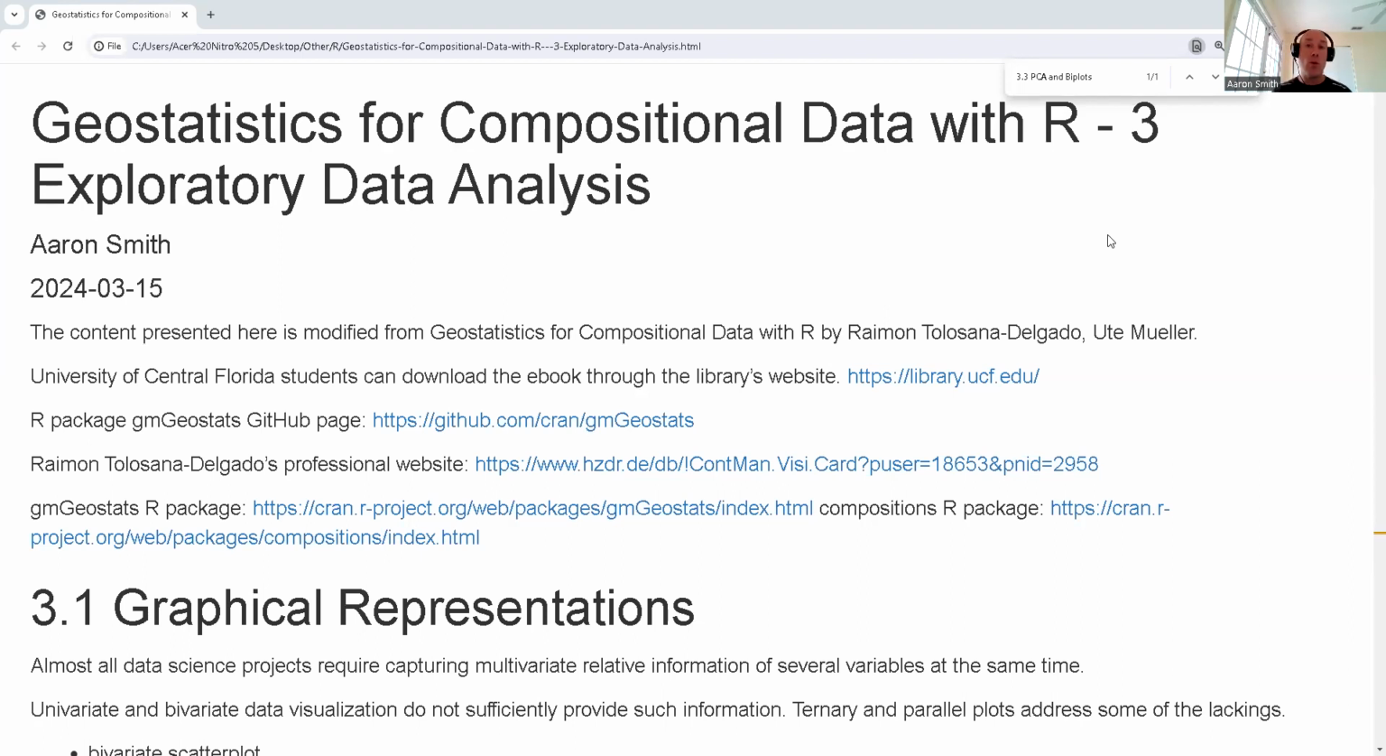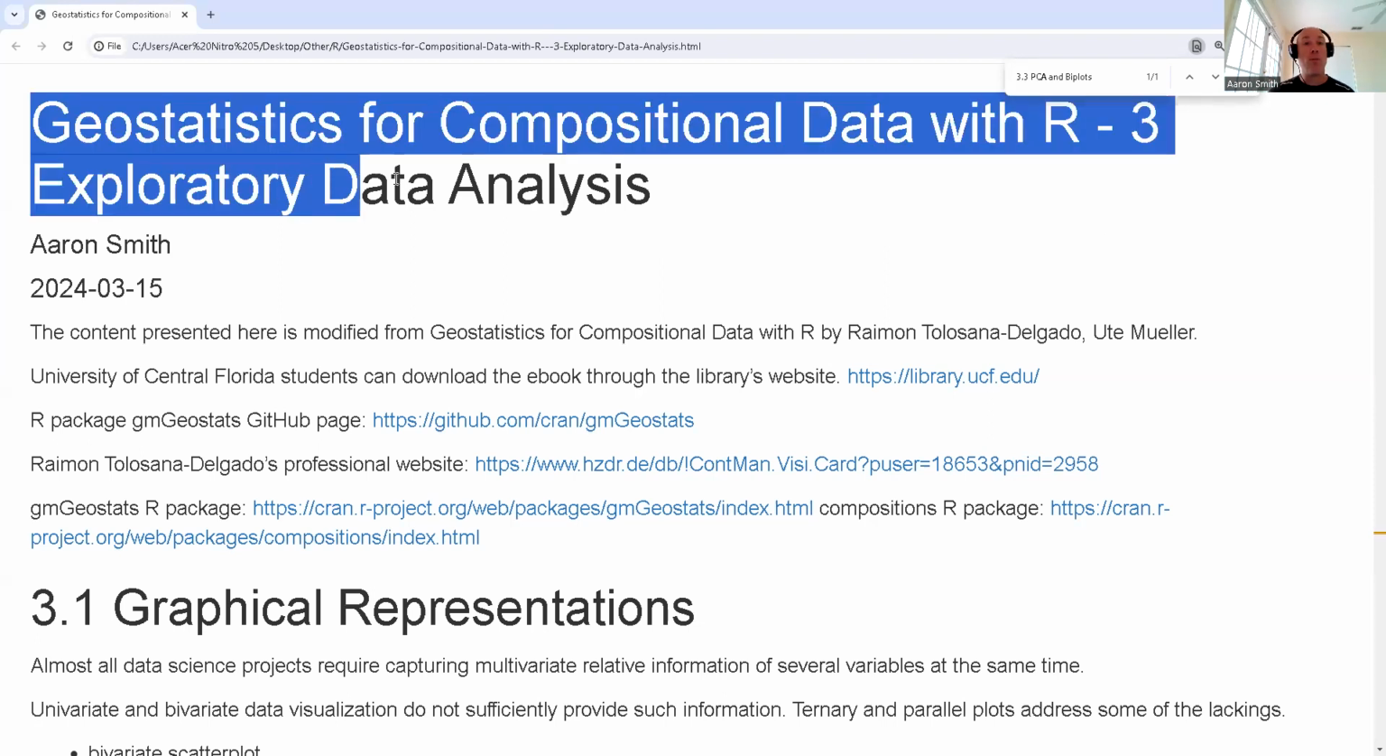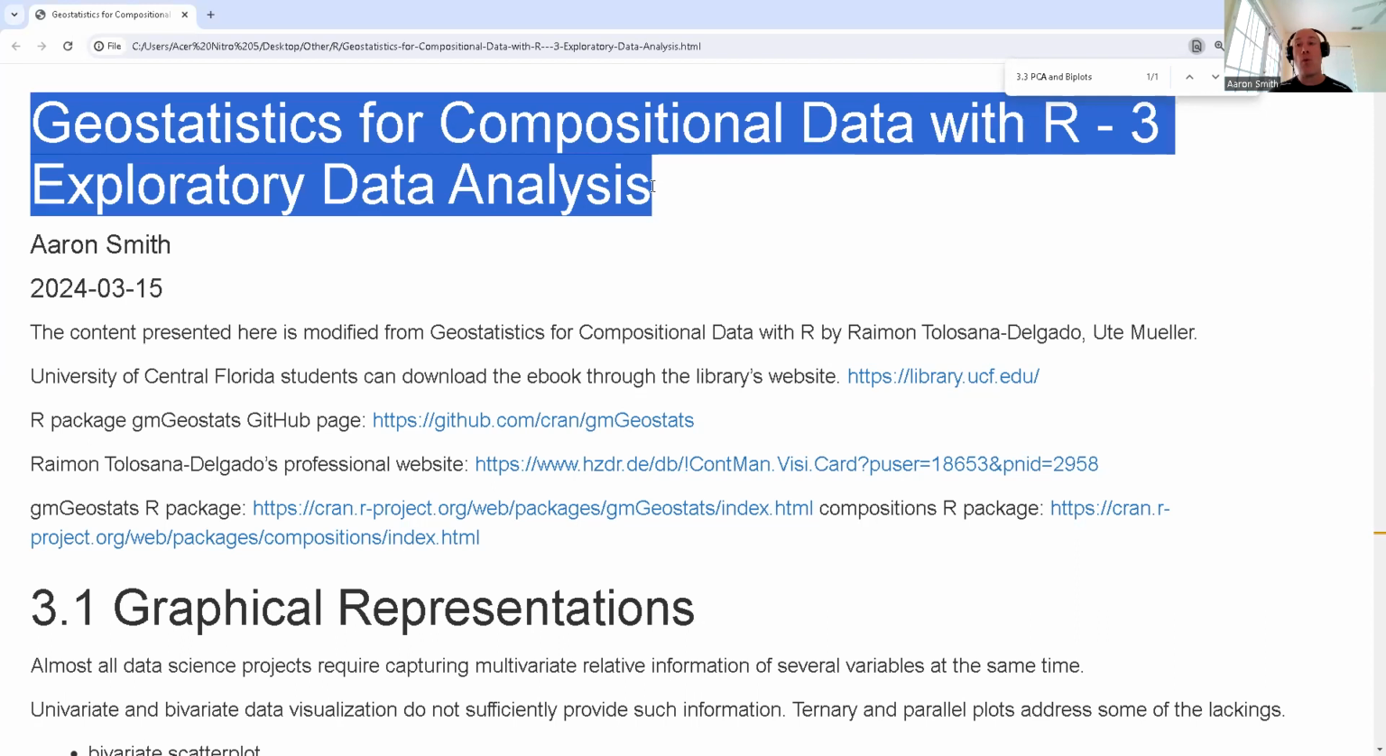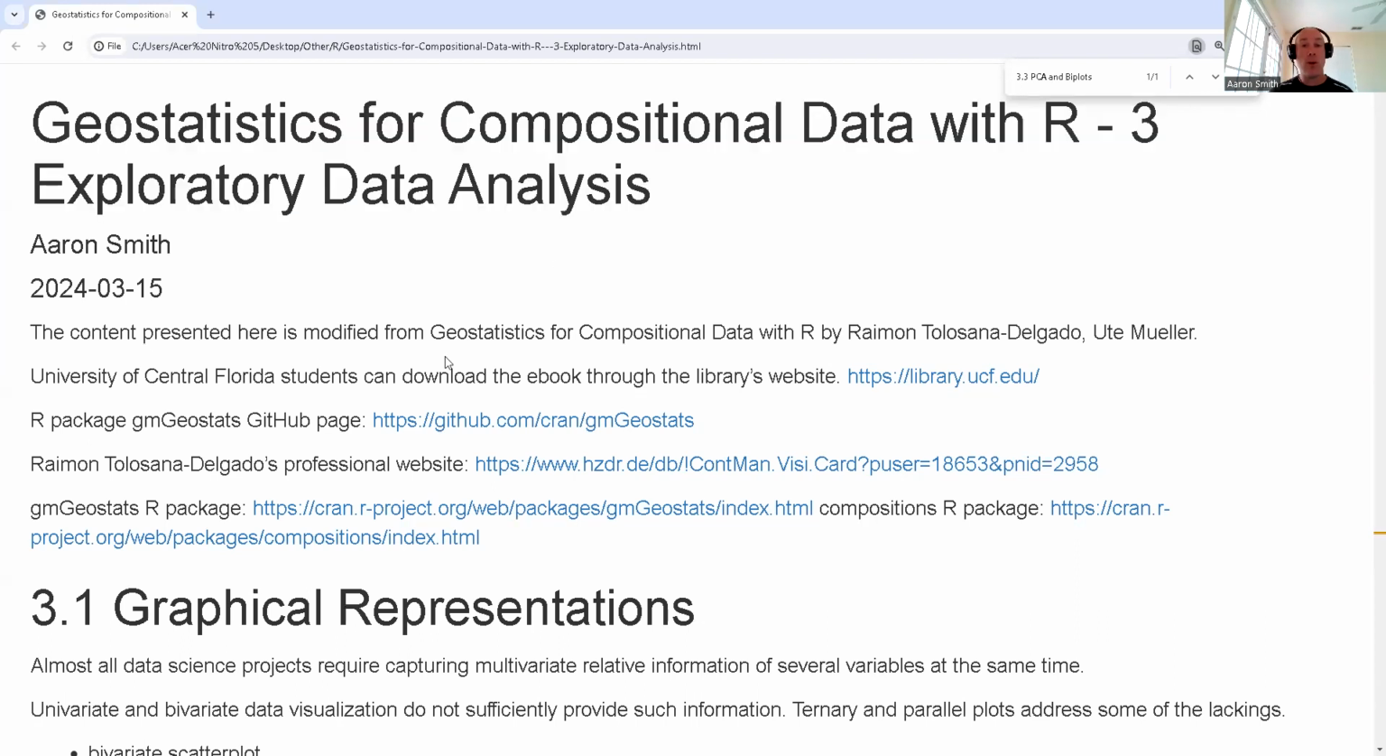And then we're going to take the focus of principal component analysis and specifically using biplots to understand more about our principal components. What we're going to be going over is modified from Geostatistics or Compositional Data with R, chapter 3, section 3.3. Here are the names of the authors. University of Central Florida students can download the textbook for free through the library.